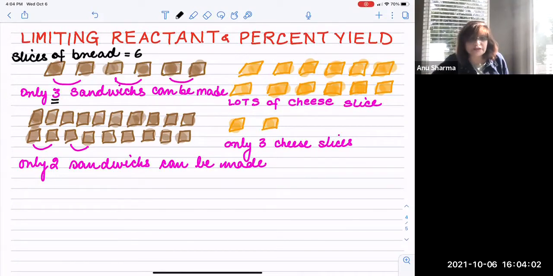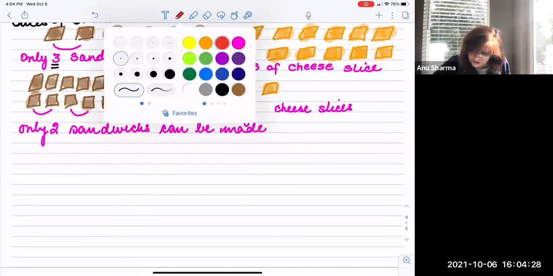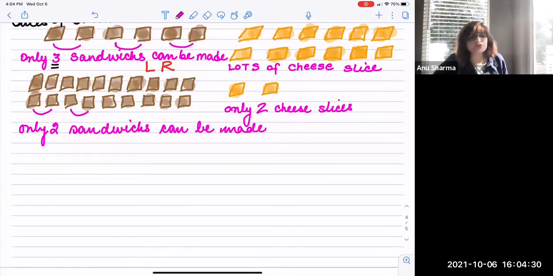And we have lots of cheese, right? Lots of cheese slices are present, but technically we can only make 3 sandwiches. Therefore, the bread becomes the limiting reactant. On the other hand, you have lots of bread, but only 2 slices of cheese. So how many sandwiches can you make? Only 2. So in the second case, the limiting reactant is the cheese. But the limiting reactant is dynamic.